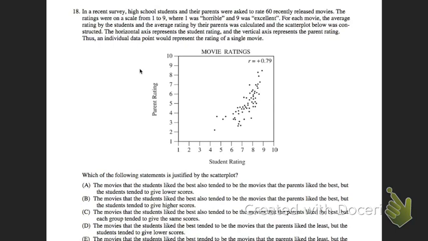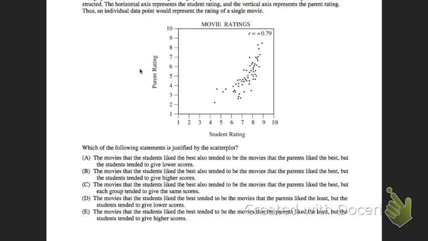So in case you needed to look at the PDF. Number 18, it has a positive correlation. So you can get rid of D and E. And then there was a higher density for students, then the parents were kind of all over the place. So students tended to score higher.